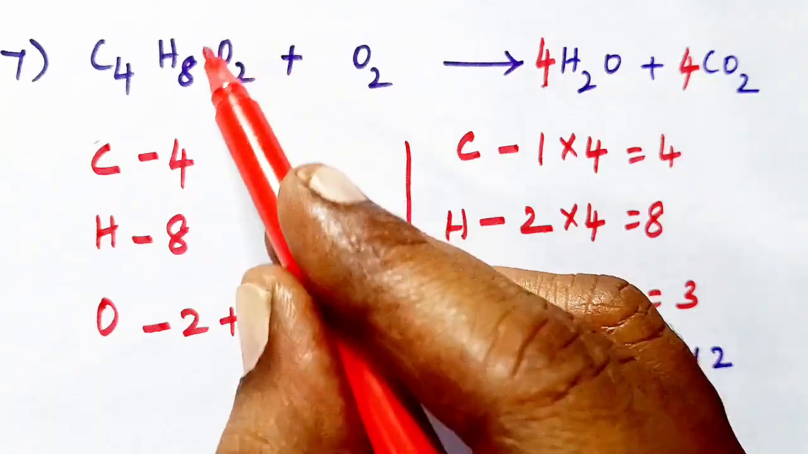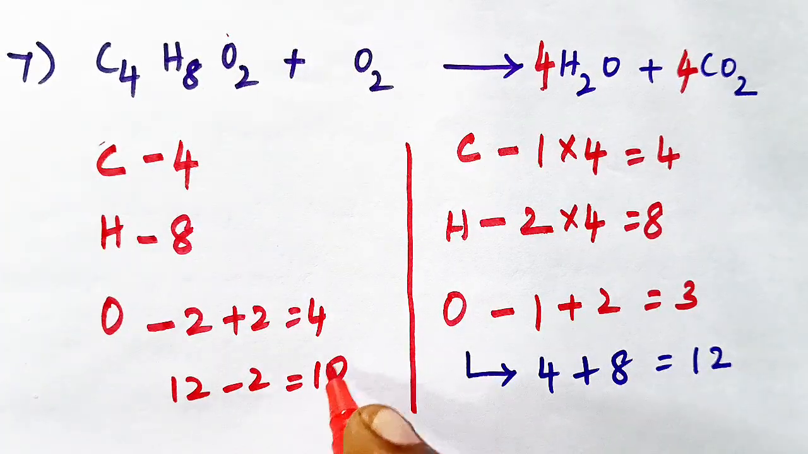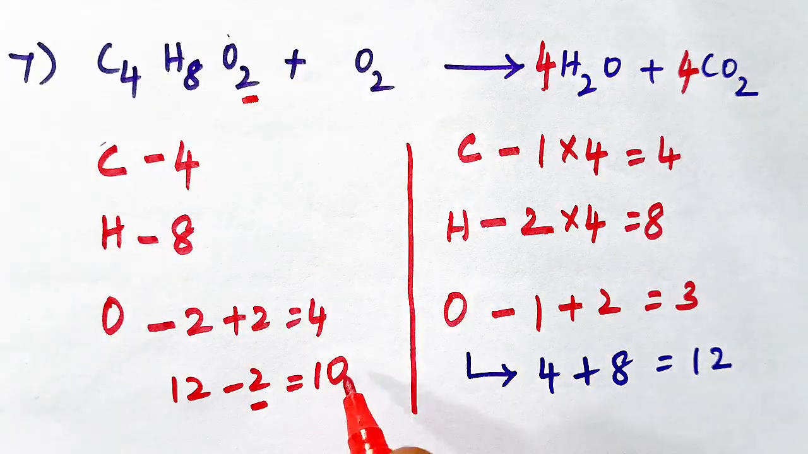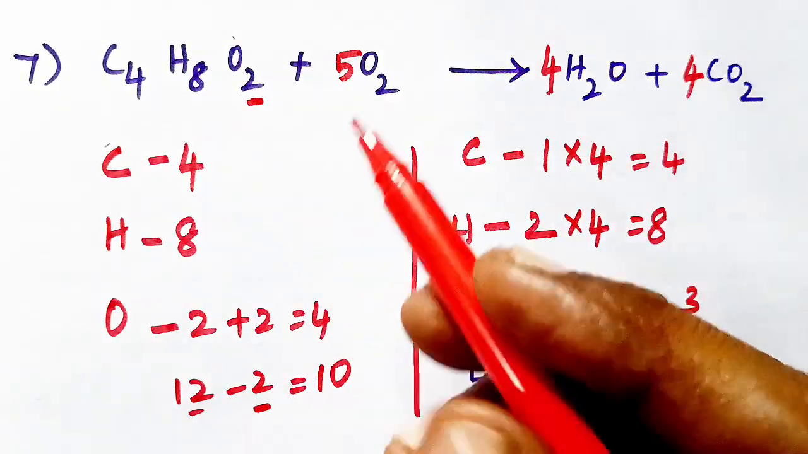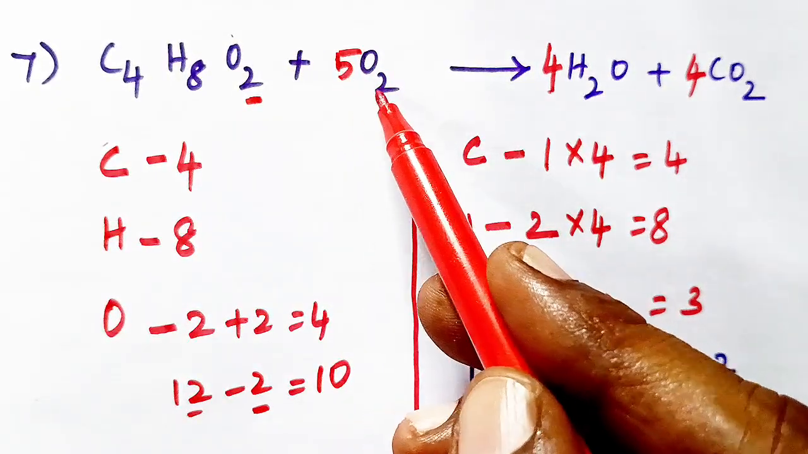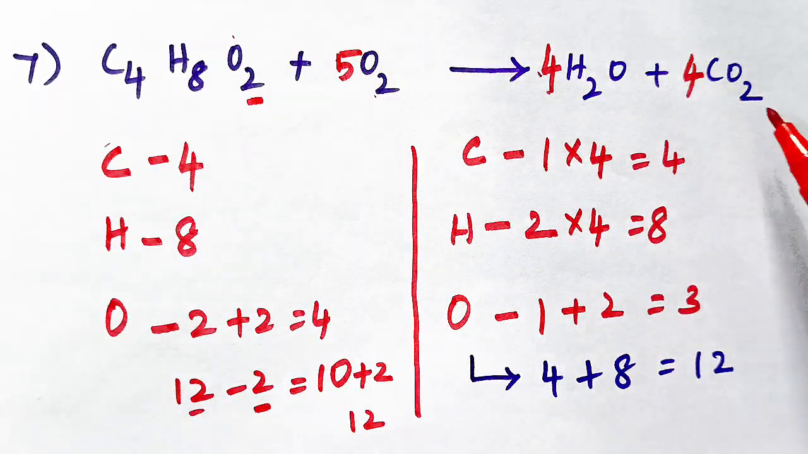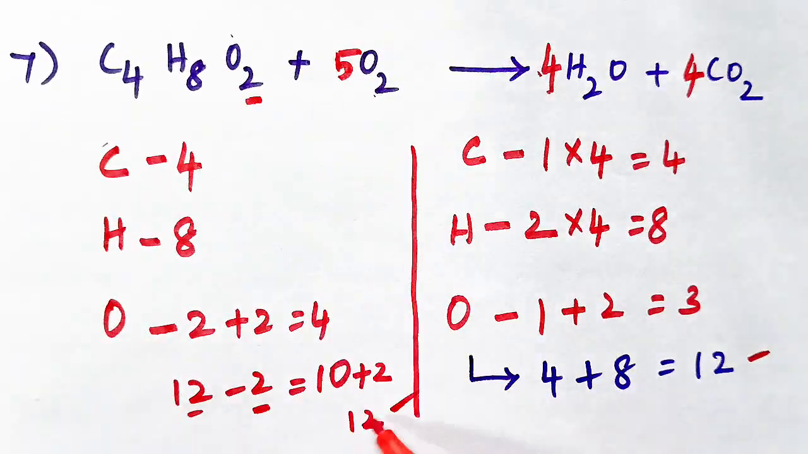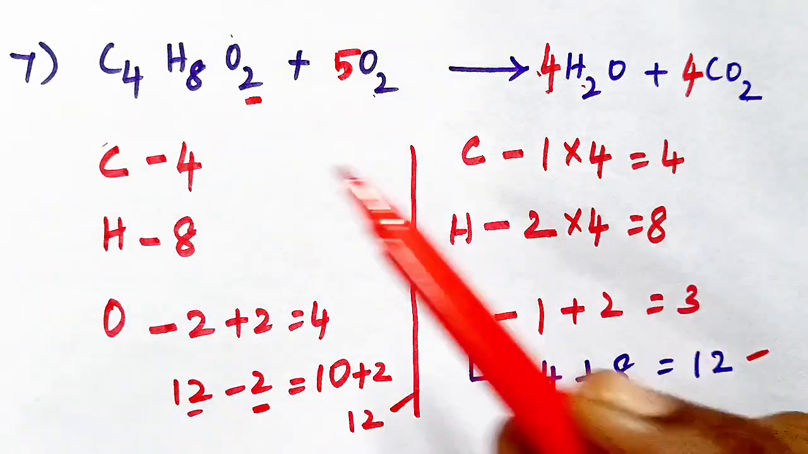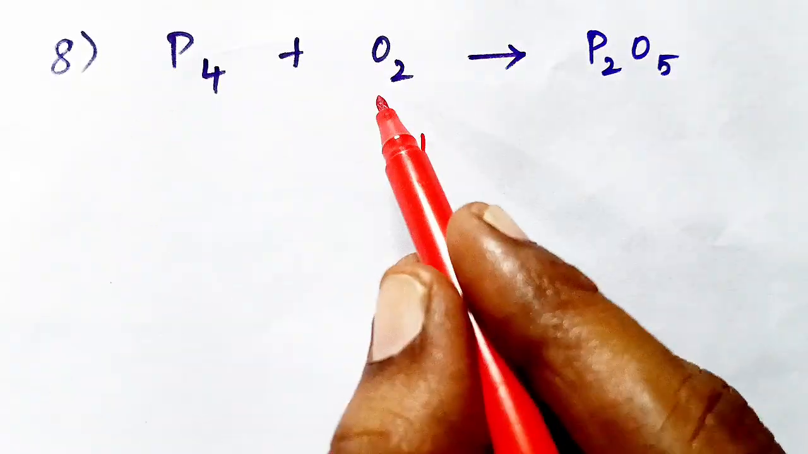Here you already have 2, so if you subtract this from the total of 12, you get 10. If you put 5, 5 2s are 10, so 10 plus 2, 12. This side you have 4 plus 8, 12, so both sides have 12 oxygen. Hydrogen is 8, here also 8, then carbon is 4, here also 4. So the equation is balanced.